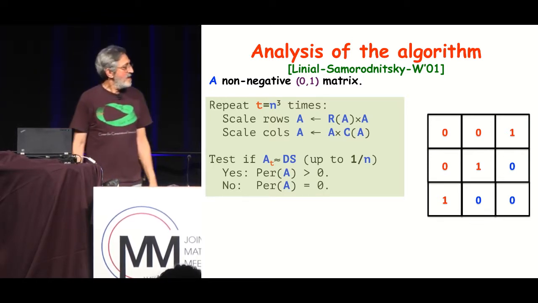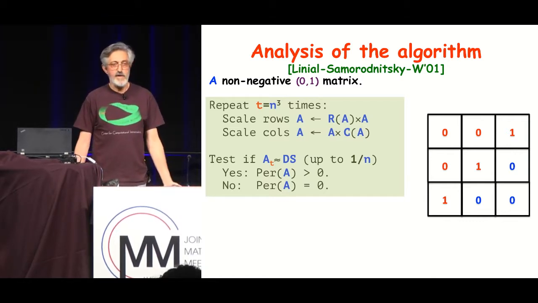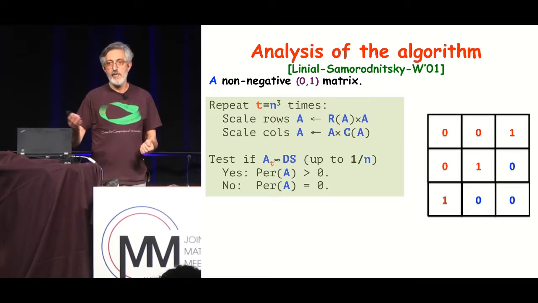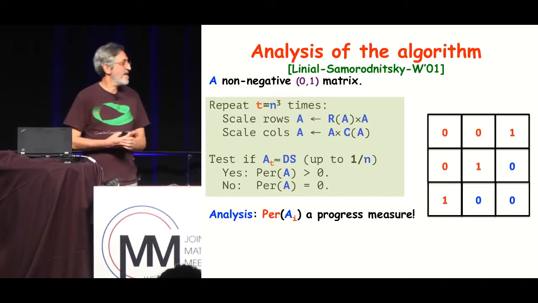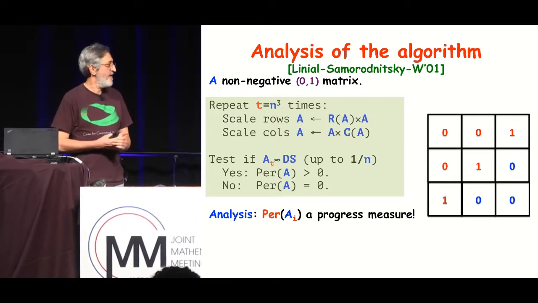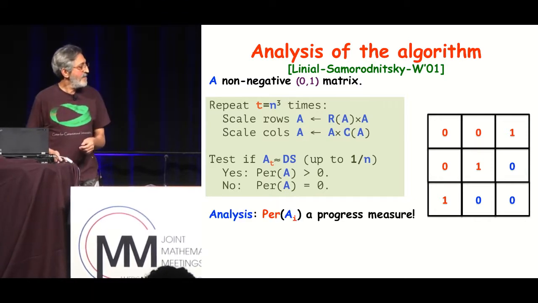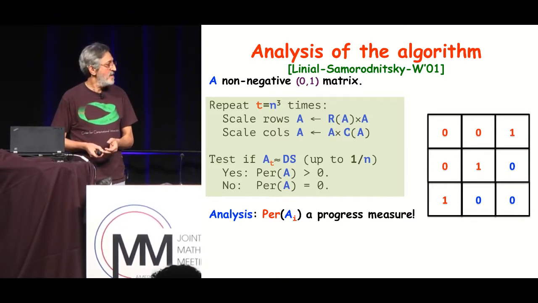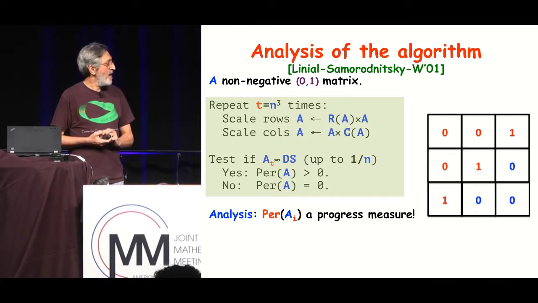And in order to understand what's going on in this algorithm, or to analyze why it converges or not, obviously this algorithm generates a sequence of matrices, and is sort of a dynamical system. And to understand convergence, we need a good progress measure or potential function. And here, a very convenient one from this paper was actually using the permanent itself as a progress measure.